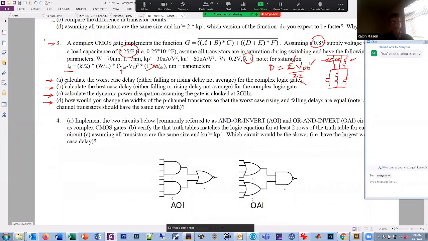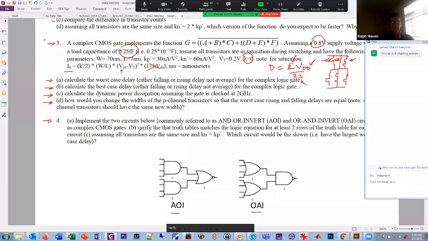And then part 4 says, implement the 2 circuits below, commonly referred to as AND-OR-invert (AOI) or OR-AND-invert (OAI) circuits, as complex gates. So you're going to build complex gates. These can be built with a single complex gate. They're very common, a common standard cell is these AOI or OAI circuits.